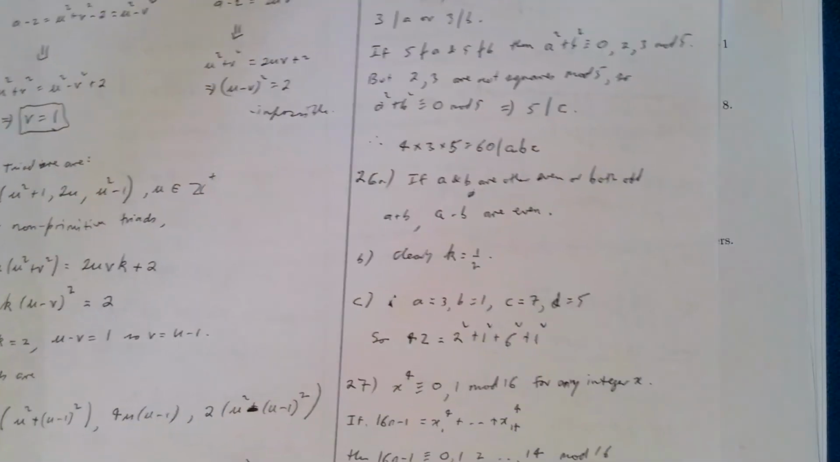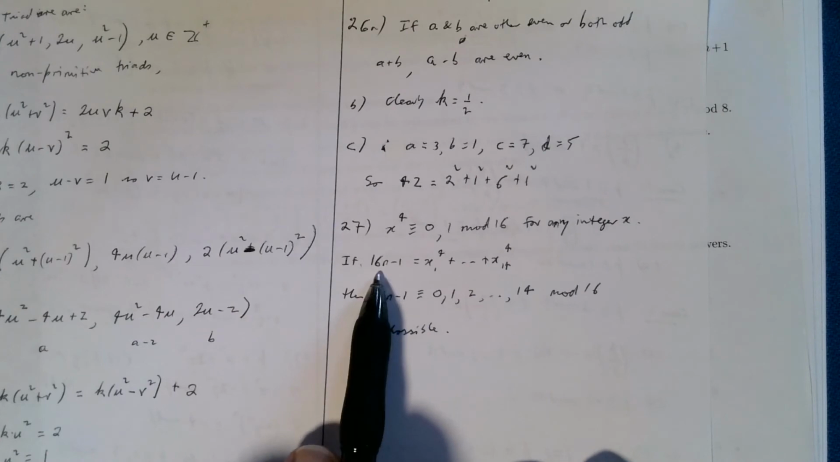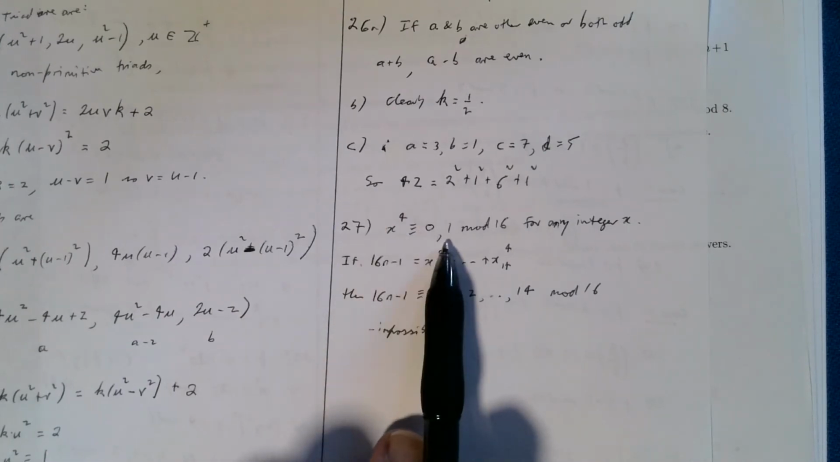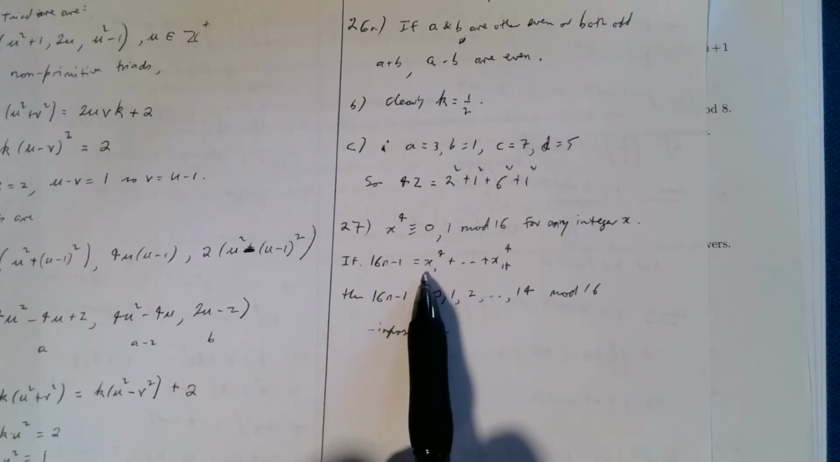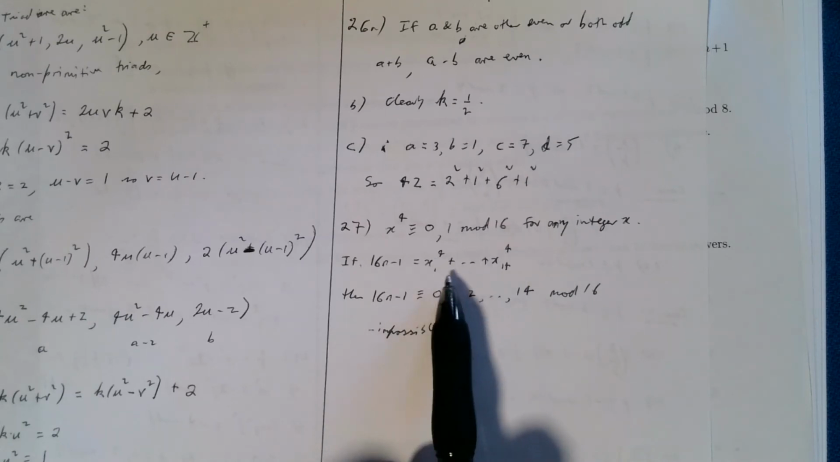You simply note that modulo 16, which is what you'd be looking for since we're looking for numbers of this shape, the fourth powers only look like 0 and 1 for any integer x. So if I look at 16n minus 1 and I want that as the sum of 14 fourth powers, then what can happen?